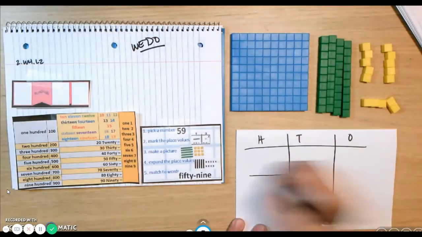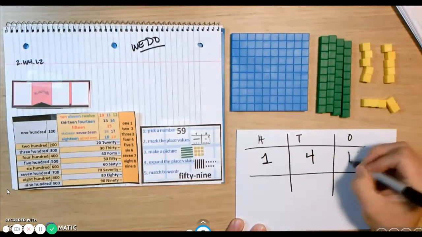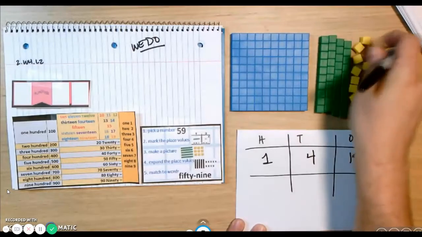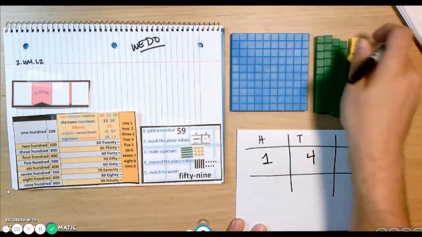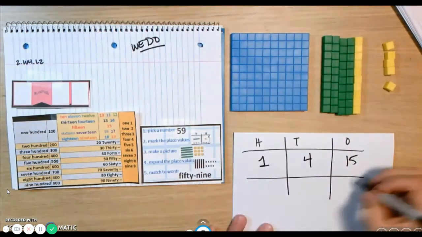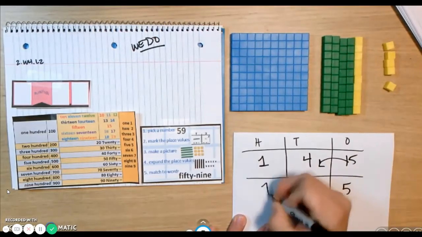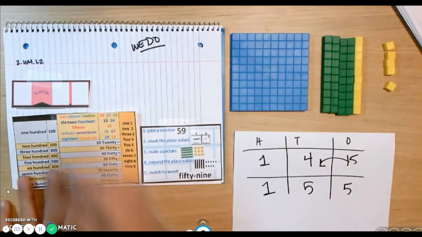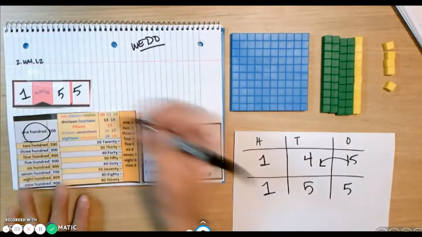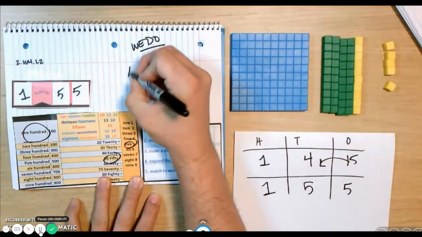Alright, so let's get started. We have 1 flat, 1, 2, 3, 4 rods, 15 units. Well, I know that 10 of these units can really be regrouped into that rod right there. So now in reality, I have 5 ones, 5 tens, and a flat, 100, then do my standard 155, so 155, expanded.